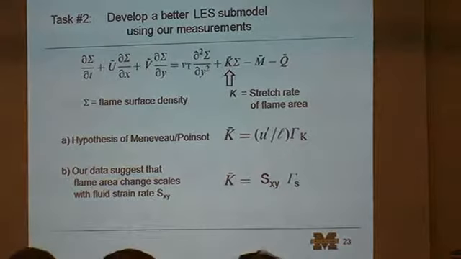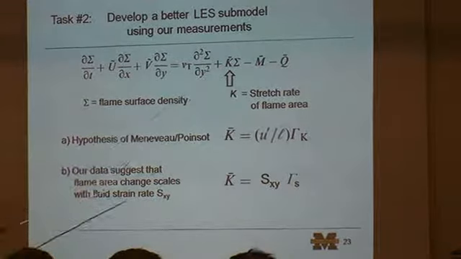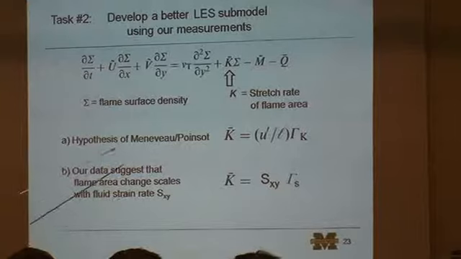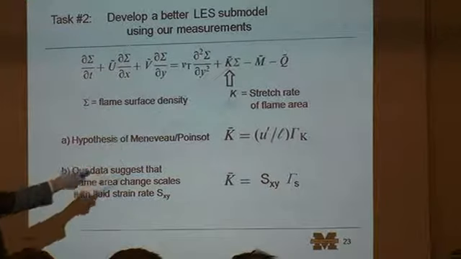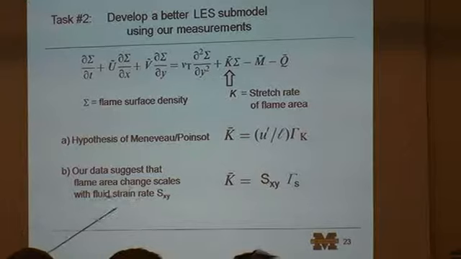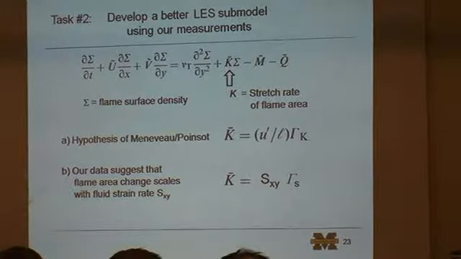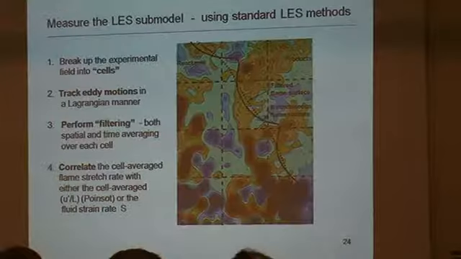And the last thing I'll say is that from this data set, we can measure this mean stretch rate and see what it correlates with. Because in a subgrid model, in LES, we want to know what is the stretch rate on the flame surface, because we cannot compute it. I don't understand.